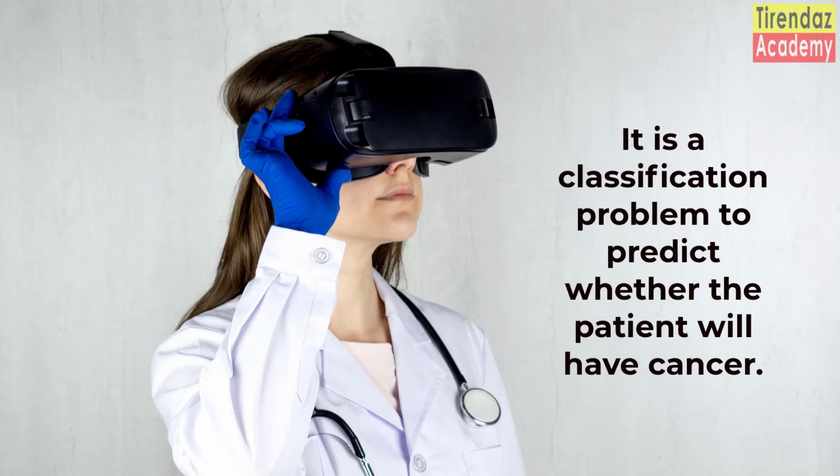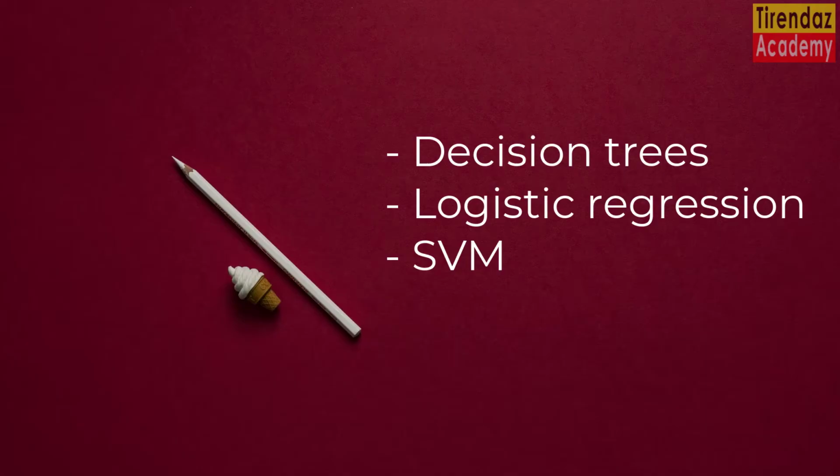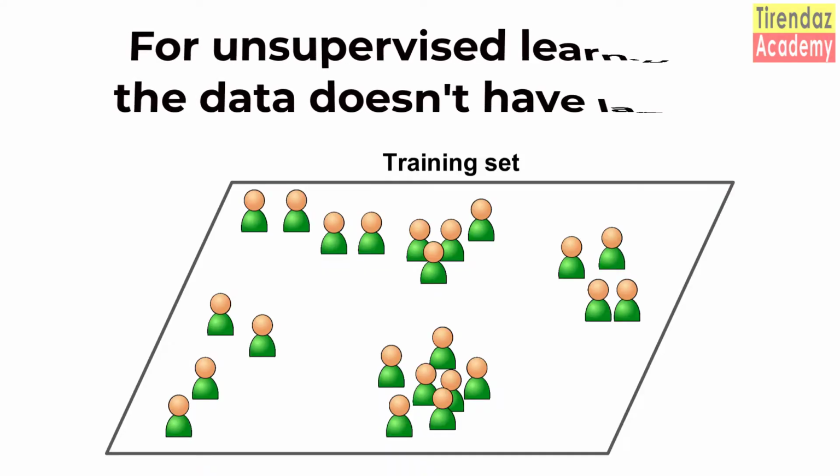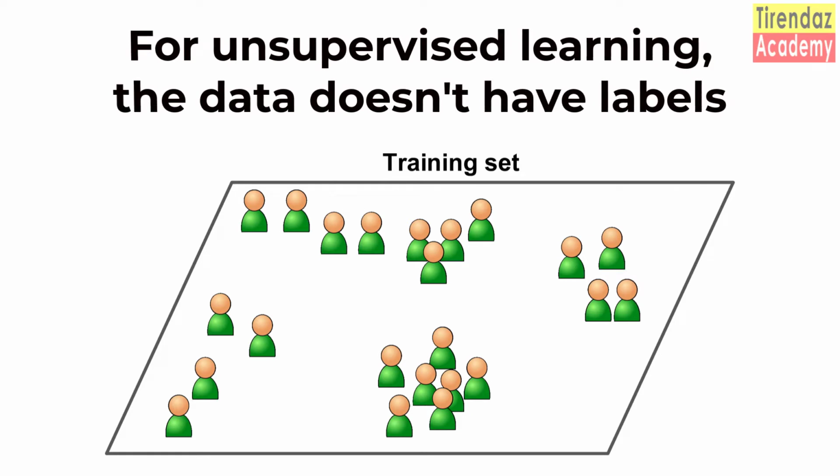For example, it is a classification problem to predict whether the patient will have cancer by examining his weight, age, and diseases. Note that this dataset has categorical labels: cancer or not cancer. Decision trees, logistic regression, or support vector machines can be used to solve the classification problem. If your dataset doesn't have labels for the data, you can use unsupervised learning algorithms for analysis.